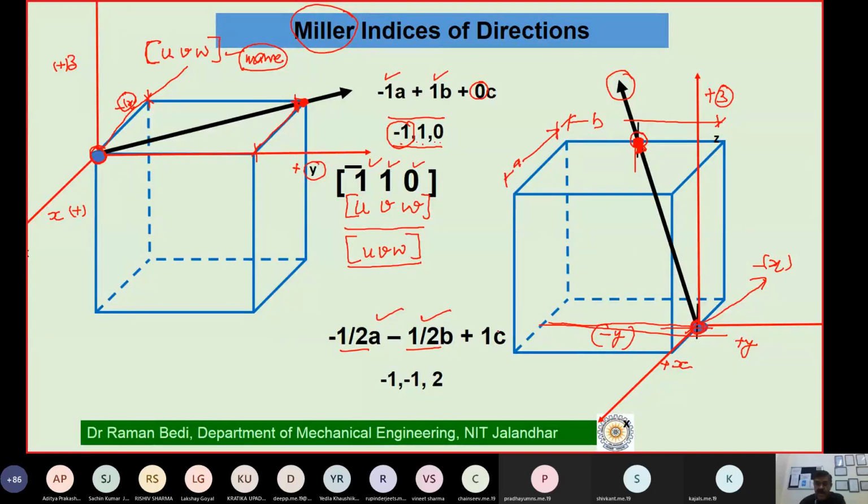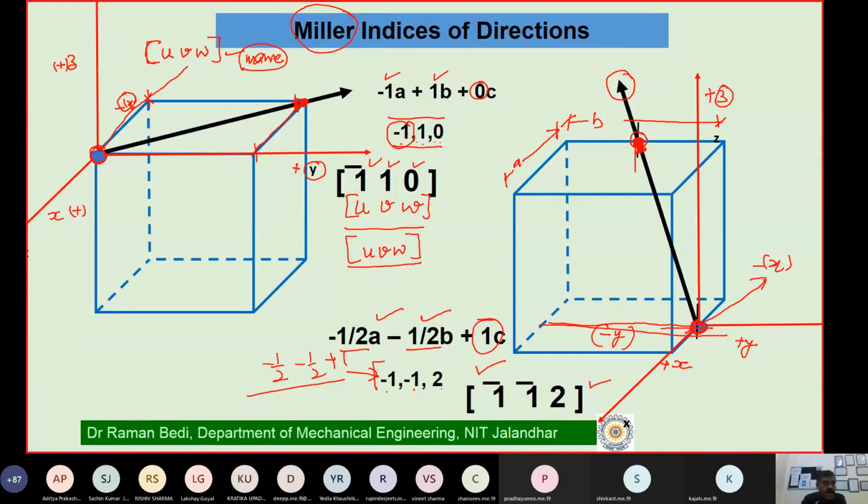And in z, we say we have 1. It is in plus z, so it is plus 1. So I gave it minus 1 by 2, and plus 1. Convert it into integers, it comes to -1, -1, 2, and we write it as 1 bar 1 bar 2 in square brackets without any comma.